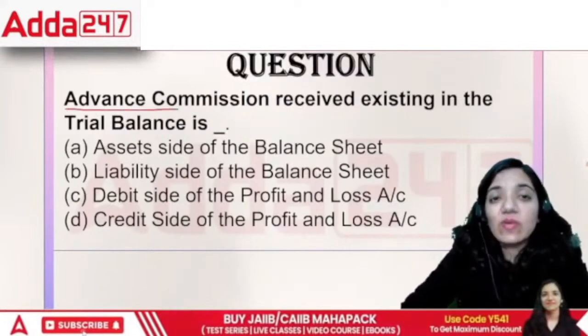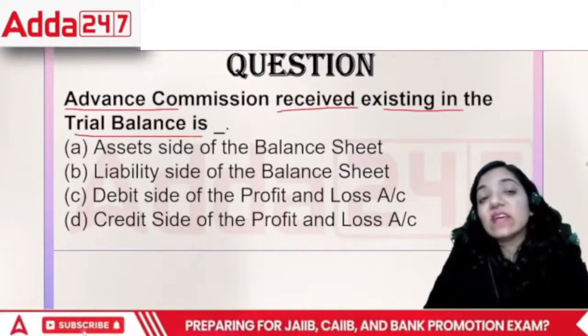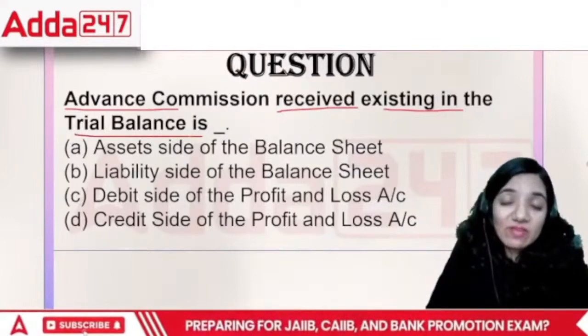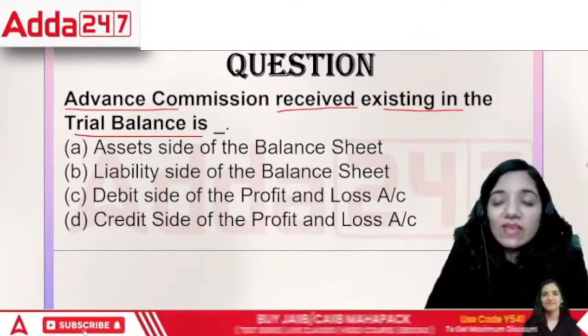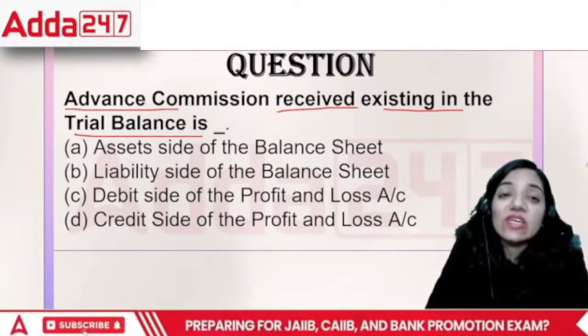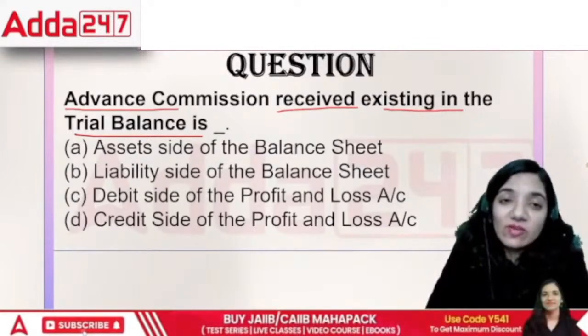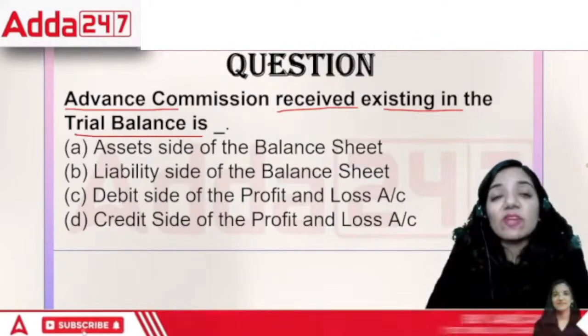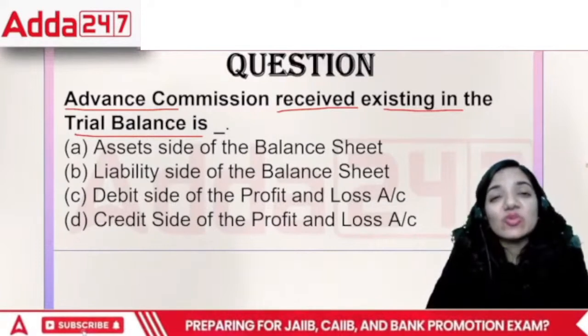Next question: advance commission received, existing in the trial balance, is. Advance commission received means I haven't given the services to receive the commission yet, but I have been given this particular commission in advance. So when I receive it in advance, is it shown on the asset side of the balance sheet, the liability side of the balance sheet, the debit side of the profit and loss account, or the credit side of the profit and loss account? Where is this shown?